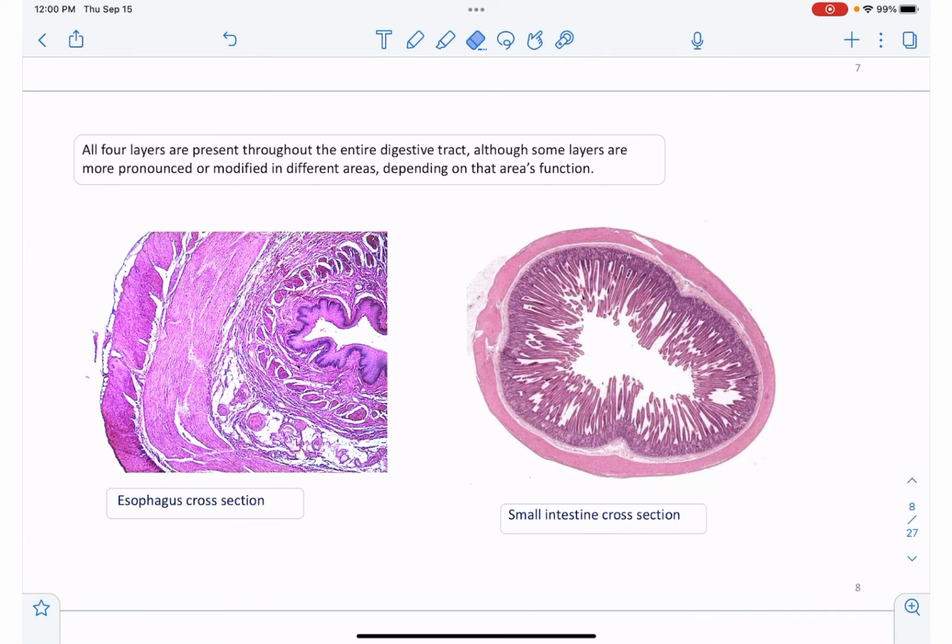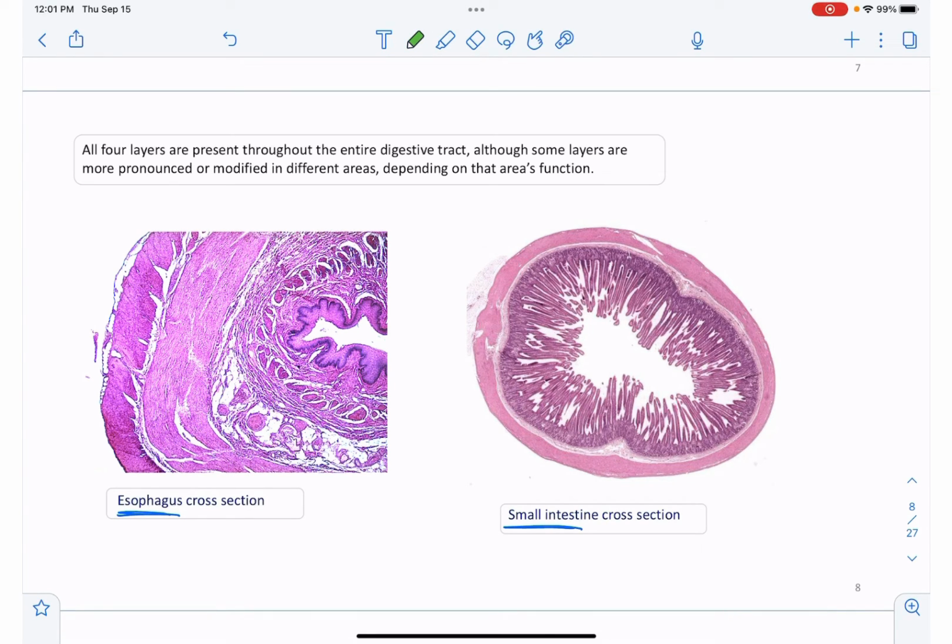Now let's see if we can identify these four layers in different organs of the alimentary canal. So here we're looking at two different cross sections. Here we have a cross section of the esophagus. And here we have a cross section of the small intestine. In both of these areas, we're going to find all four layers of the alimentary canal that we just talked about. But based on your location, some of these layers are going to be more pronounced, or they're going to be modified just to suit that organ's function. So let's see if we can identify the four layers in each of these.